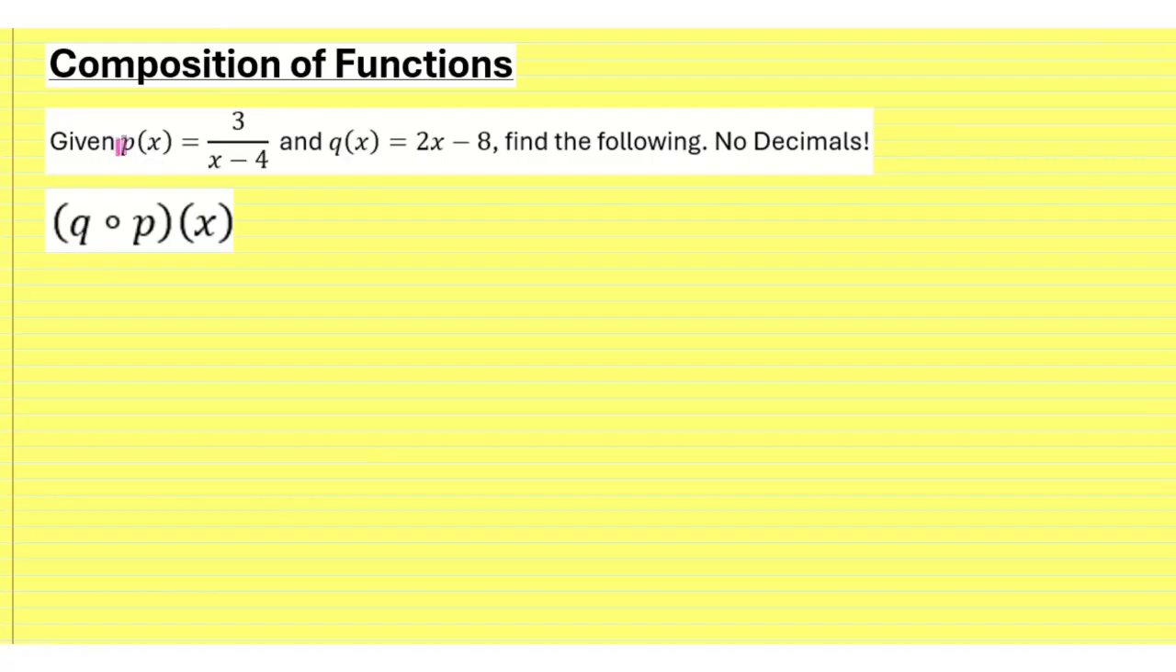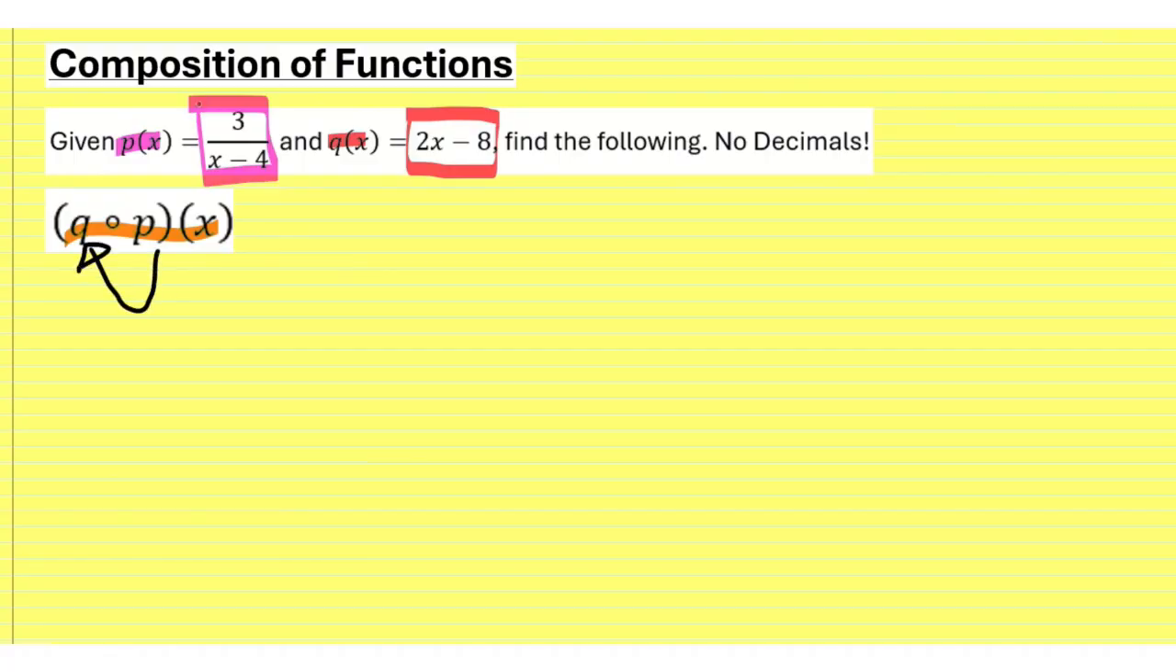Okay, for this function, we have p of x is equal to 3 over x minus 4, which is a rational function. And we also have q of x, which is equal to 2x minus 8. And it says that they want us to do q of p of x, which means that we are going to take the p function and put it inside the q function. So I'm going to take this p function and I'm going to put it inside the q function.